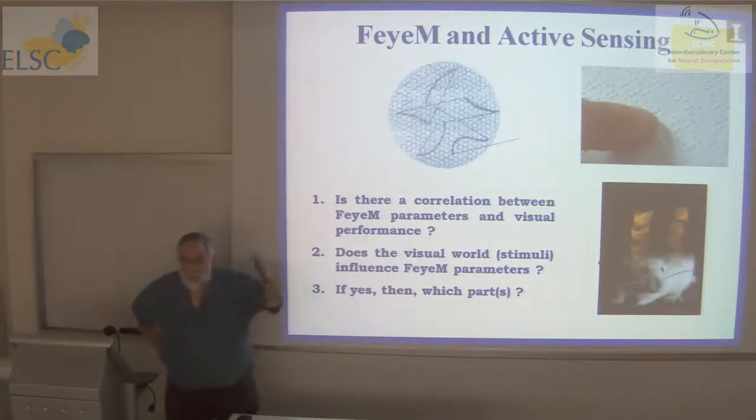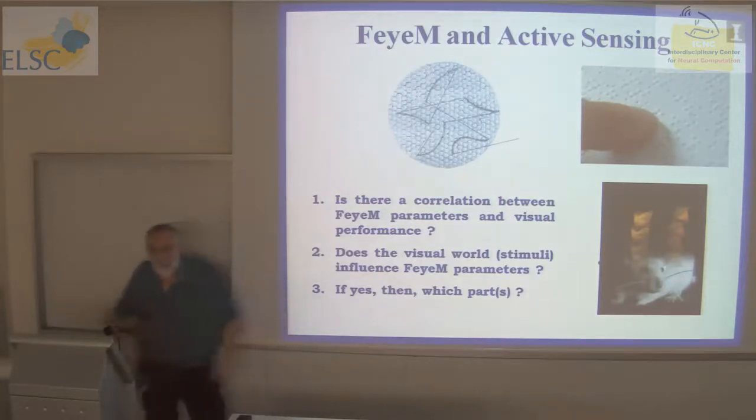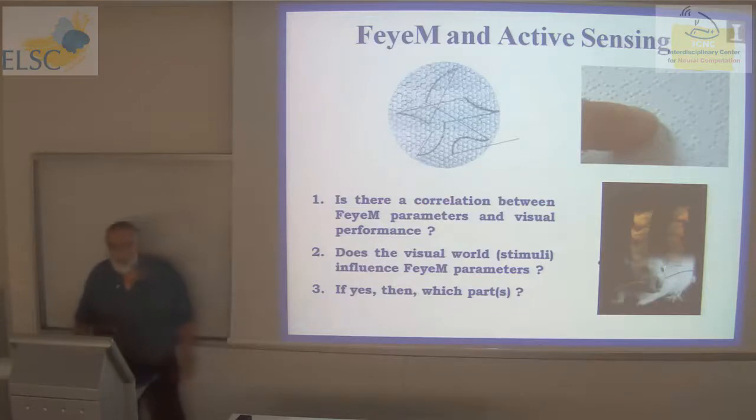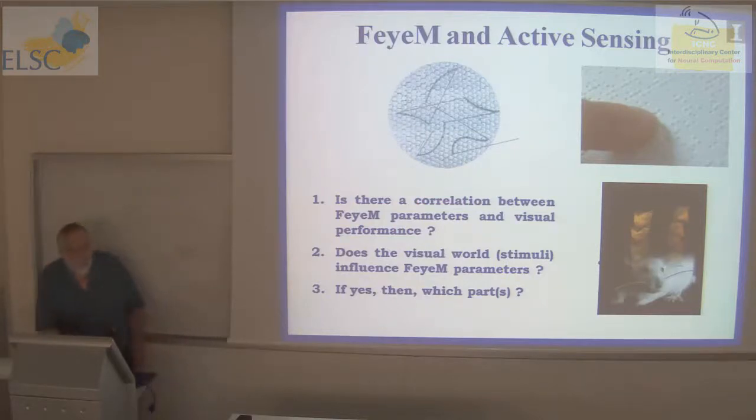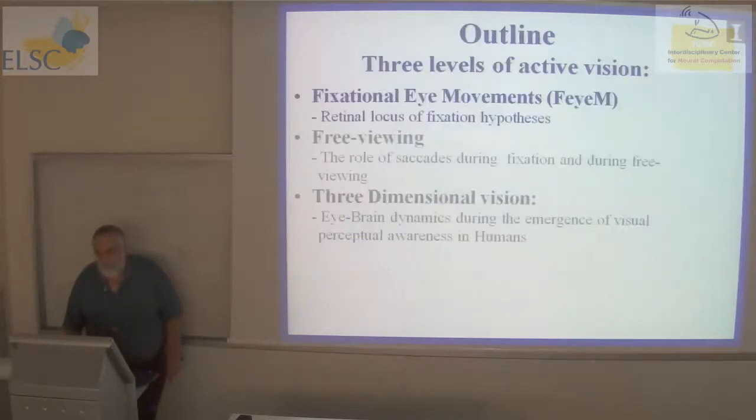And to that one should add many other movements. About some of them I will talk later. So the question that I will ask is: is there a correlation between fixational eye movement parameters and visual performance? Does the visual world influence fixational eye movement parameters? And if yes, then which part of the fixational eye movement, or what we perceive?